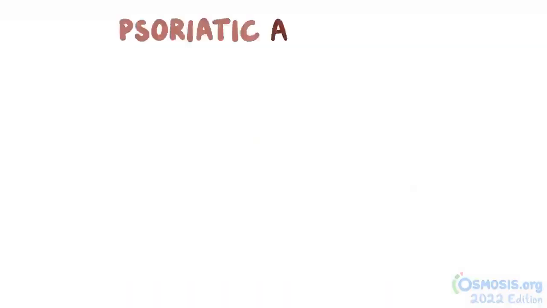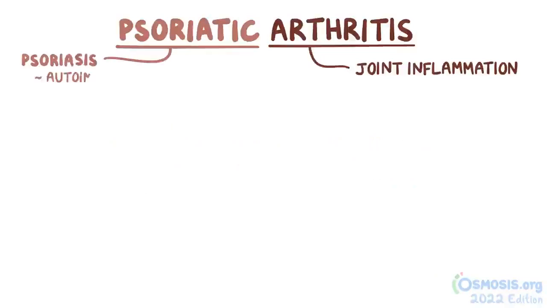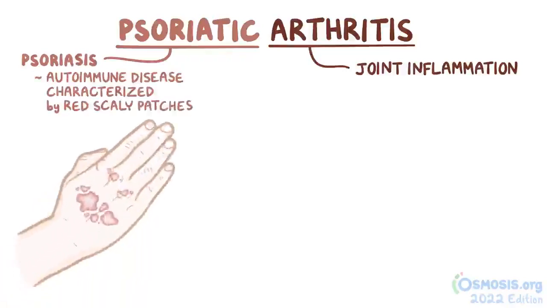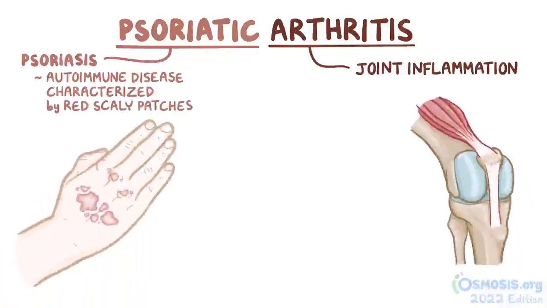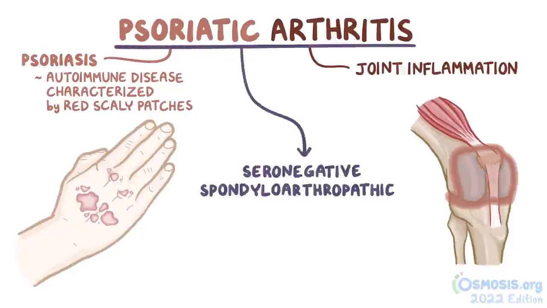In psoriatic arthritis, arthritis means joint inflammation, and psoriatic refers to psoriasis, which is an autoimmune disease characterized by red scaly patches in the skin. So psoriatic arthritis is a type of joint inflammation that happens in individuals with psoriasis. Psoriatic arthritis is also one disease in a group of diseases called seronegative spondyloarthropathies.